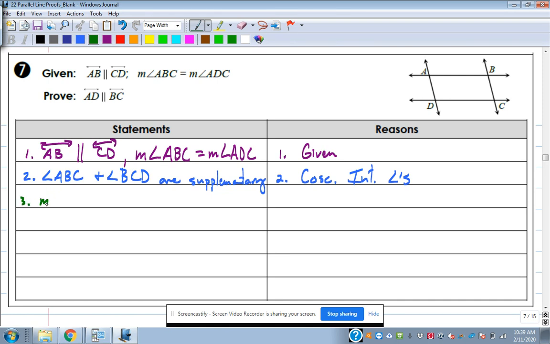This is what I'm thinking. I'm going to take what you said in statement 2 and write it as a math problem. What's it mean to be supplementary? It means they had to be 180, right? So the measure of angle ABC plus the measure of angle BCD equals 180 degrees, because that's the definition of supplementary angles.